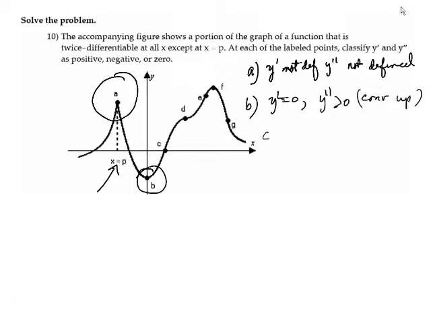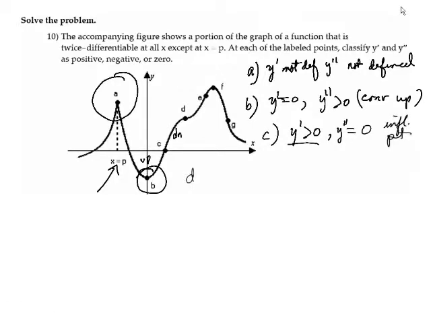Looking at point C, the first derivative has got to be more than 0, because that is certainly not a local minimum, and it's increasing. It also looks like it's going from concave up to concave down. So it looks like an inflection point. That means that the second derivative is equal to 0. So it's an inflection point.